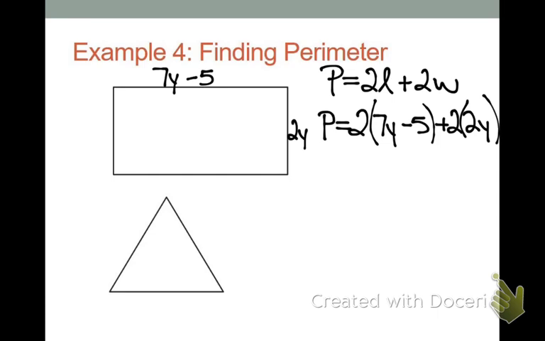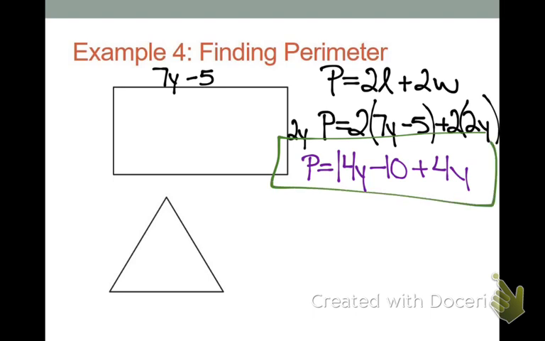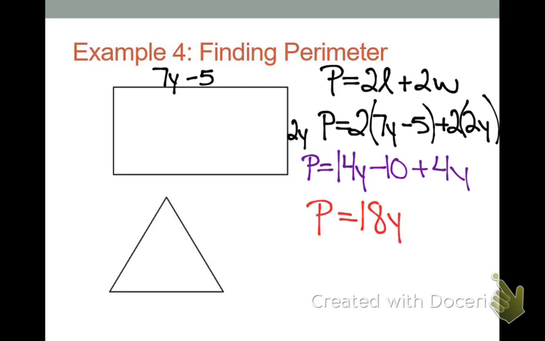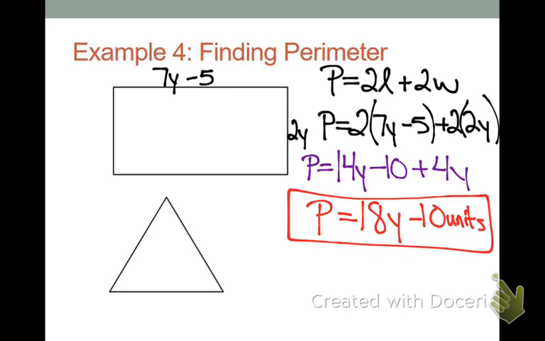Now we need to distribute. Have you done that yet? Okay, so 2 times 7y is what? 14y. 2 times negative 5? Negative 10 plus 4y. But this isn't our answer, because I can still simplify it even more. What would it be, 14y plus 4y or minus? Plus. It is plus because of the plus sign in front of the 4y. They're both positive. 18y minus 10, and you would just label it units. And now we're done. That's the answer for perimeter. Isn't it 2, like, squared? It's not squared because we didn't find area, we just found perimeter.